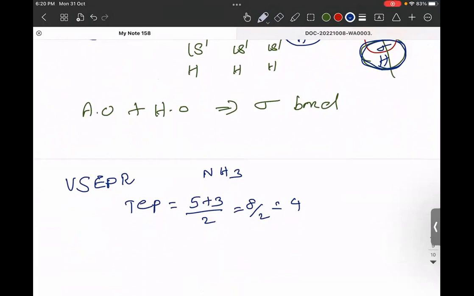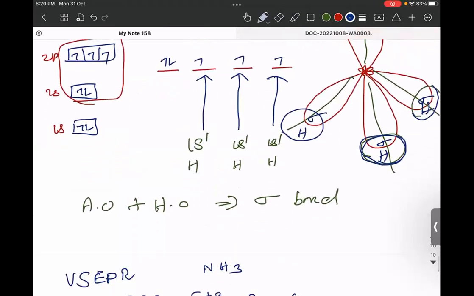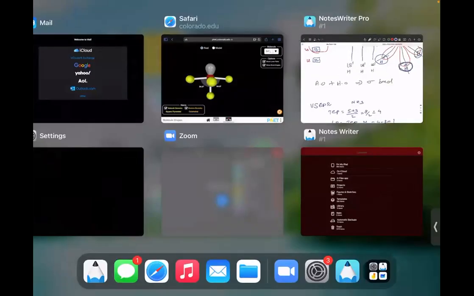4 means what is the shape? Tetrahedral. Now you have to find out the lone pairs. Lone pairs equal total electron pairs minus monovalent atoms. So 4 minus 3 gives 1. So 3 bond pairs plus 1 lone pair. You know the VSEPR theory.